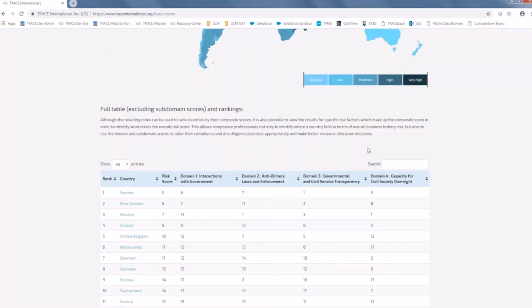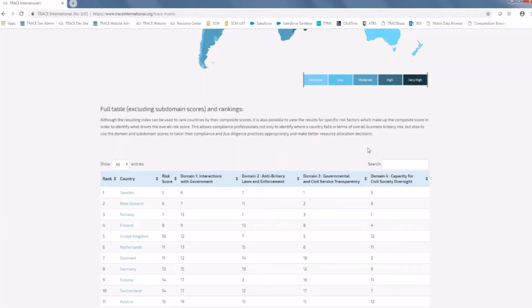So, all of this is to say that with the bribery risk matrix, we're not just saying such and such a country is corrupt to this degree. We are saying, based on these four domain analyses and the underlying sub-factors or subdomains that contribute to them, we think that this is probably more or less risky.